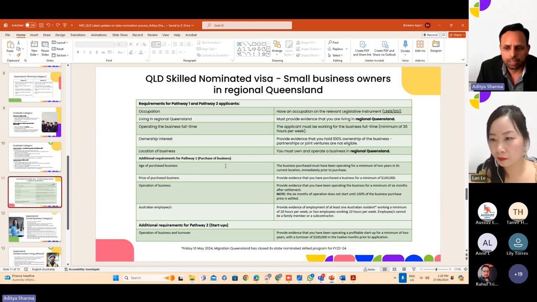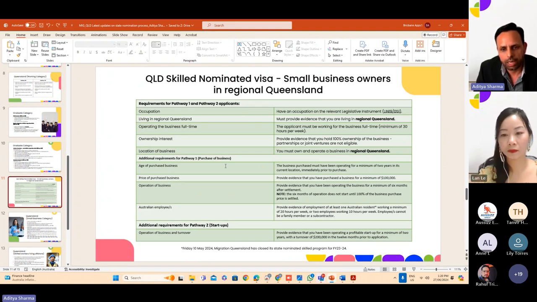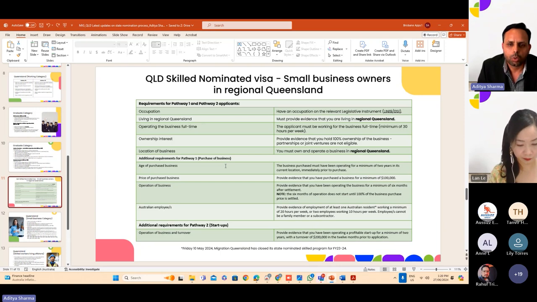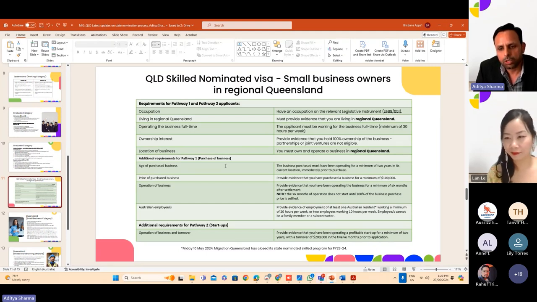Regardless of whatever skill assessment you have, the occupation must be in the list, but apart from that, if you buy an existing business, there are two pathways. One is for an existing business. If you buy an existing business which has been running for the last 2 years, the 100% ownership should be in your name as the primary applicant. You have the skill assessment and you buy the business, you just have to run it. And once you run this business for 6 months, you are eligible to lodge your EOI for 491 in the SBO category.